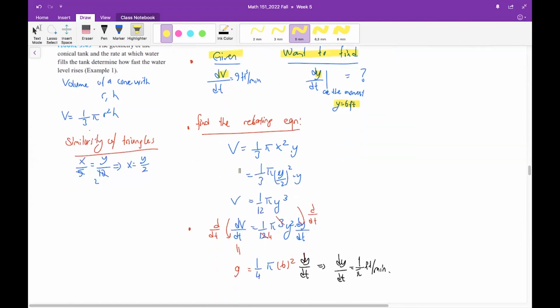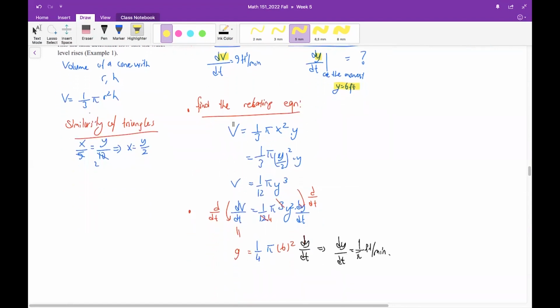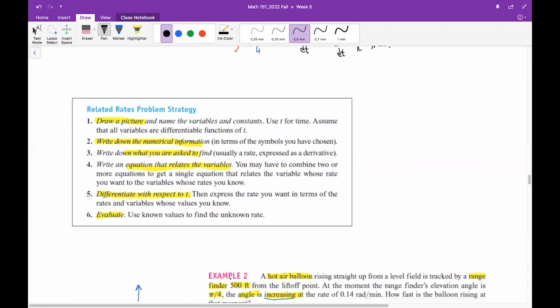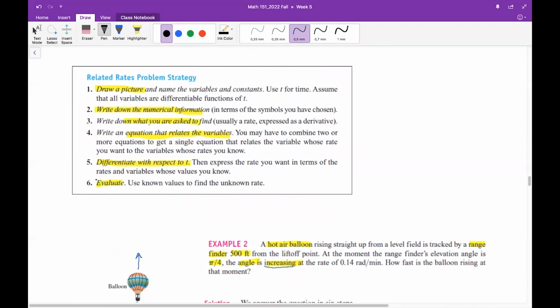Sometimes it may happen that the relating equation may consist of more than one variable, but no problem, you will search for ways to eliminate one of the variables. Eliminating here means trying to write x in terms of y so that you have only one unknown on the right-hand side. Once you handle this, you will take the time derivative of both sides and then you will insert the given information to find the unknown rate of change like that. Okay, so this summary is done here in 6 steps.